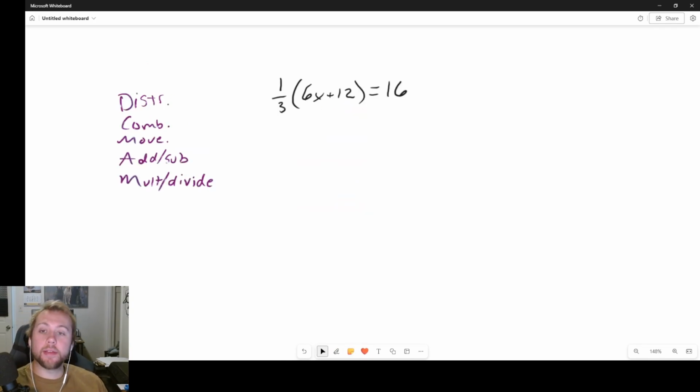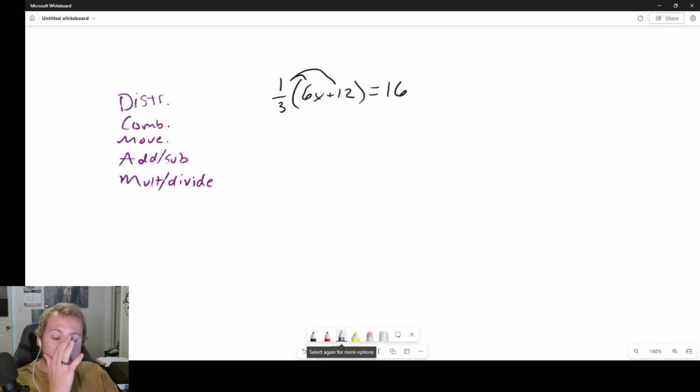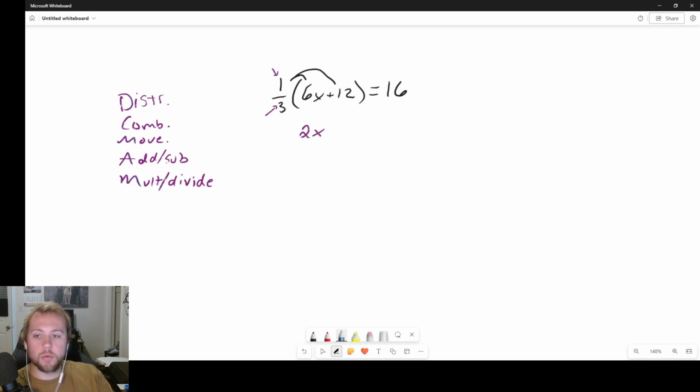The second problem, we have some distribution to do. But there are multiple ways to actually do this type of problem. The first way is to distribute that 1/3 to both of the terms that are inside our parentheses there. That 1/3 is really just going to mean we're dividing by 3, because when you're multiplying by a fraction, you're really just multiplying by whatever's on the top and dividing by what's on the bottom. So 6 divided by 3 is going to give us a 2, so 6 times 1/3 is 2x, because that x drops down. 1/3 times 12, well, it's really just saying 12 divided by 3, and 12 divided by 3 is 4. And that's equal to 16 here.